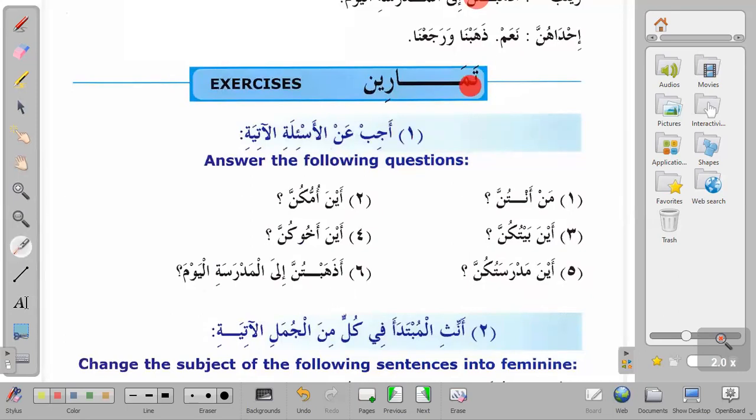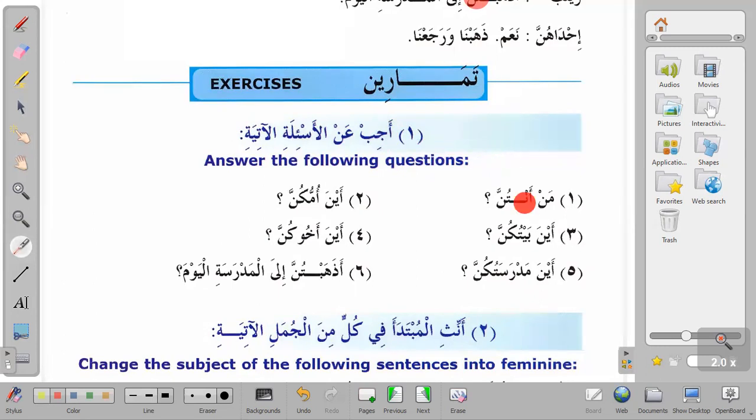So we have the exercise, tamarin. Answer the following questions, ajib an al-as'ilat al-atiyah. We are going to leave this part of the assignment to the student. We have 2 assignments. This one is assignment number 1, and here we have assignment number 2. We are going to give the first one to the student. It's very clear, and it is personal questions.